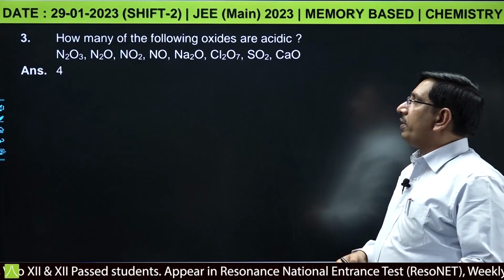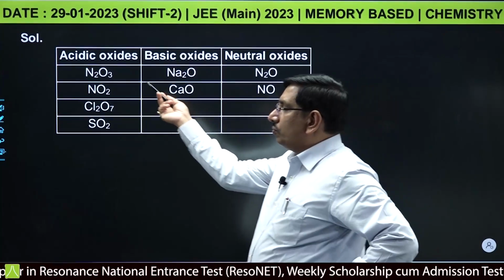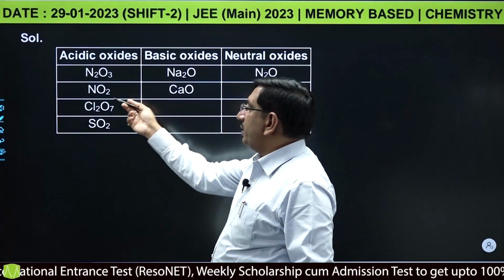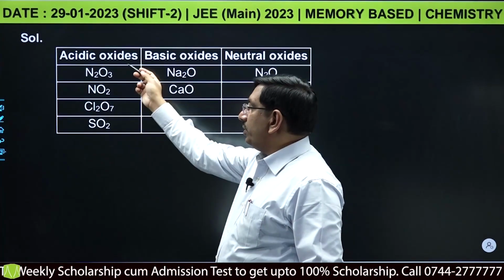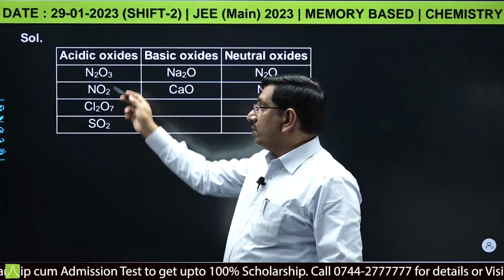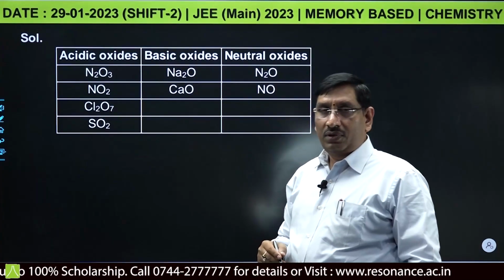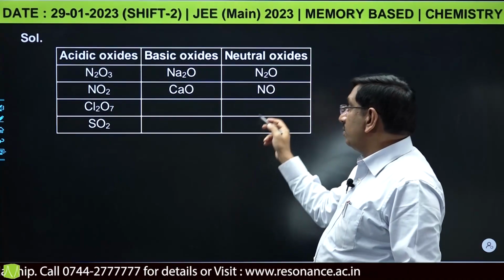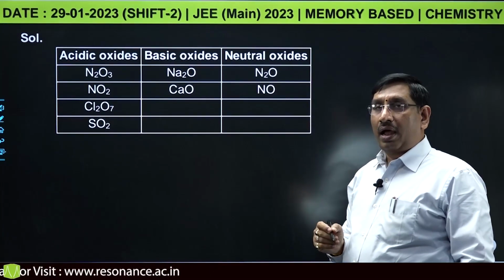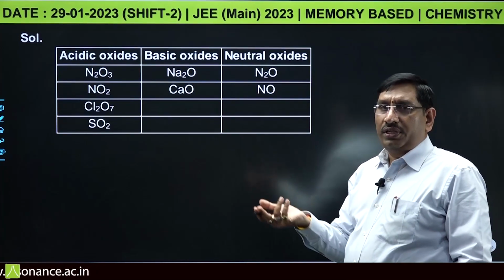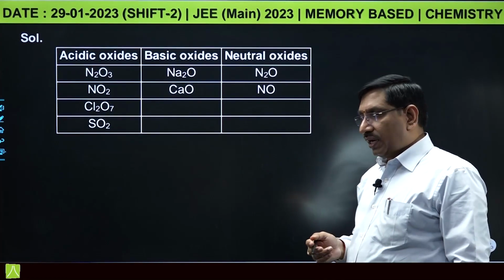Next, how many of the following oxides are acidic oxides? In this, N2O3 dinitrogen trioxide, NO2 nitrogen dioxide, Cl2O7, SO2, these 4 are acidic oxides. Non-metal oxides are acidic oxides. Metal oxides are basic oxides, and neutral oxides are N2O, NO and CO also. If CO is given, then you can also opt that CO is a neutral oxide.